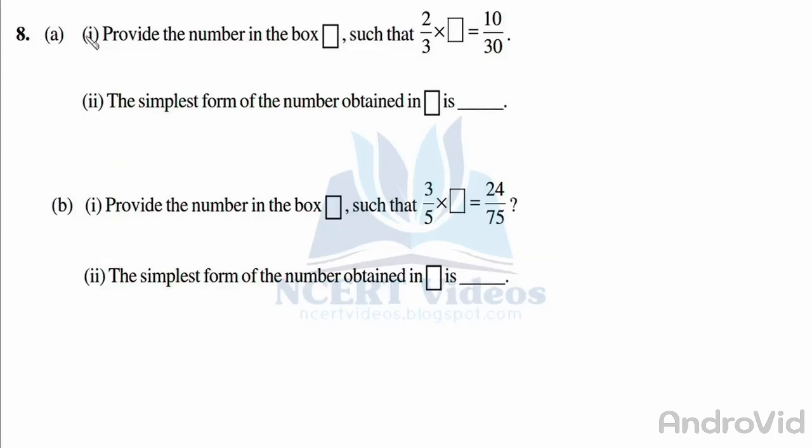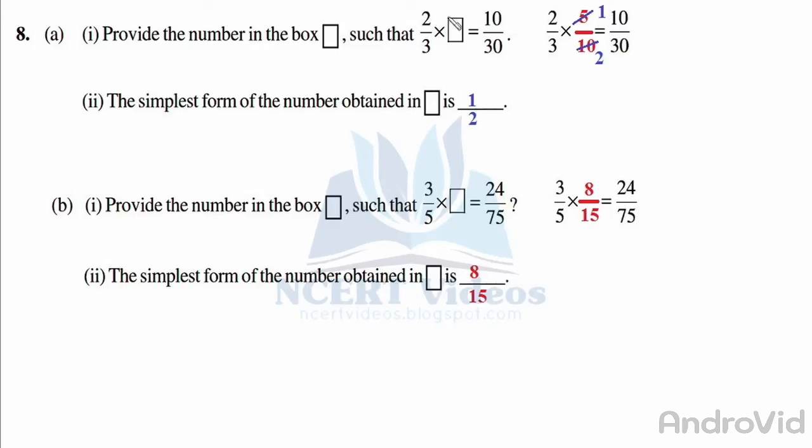Eighth, A. Provide the number in the box. So this is the box. Here it is the box. 2 over 3 into box. So what will come in the box in order to get 10 over 30? Then find the simplest form of the number obtained in that box. First you have to find the value of the box and then convert it into simplest form. Similarly, second, 3 by 5 into box gives you 24 over 75, and then again convert it into simplest form if possible. If it is already, then you need not convert it.